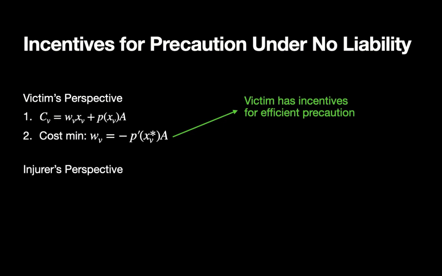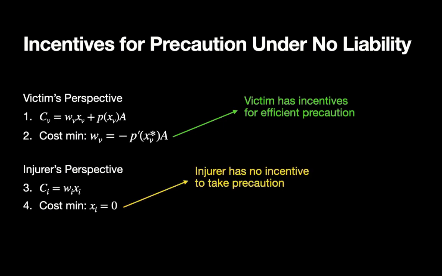Now let's look at the incentives the injurer or defendant has to take precaution. Under a no liability rule, only the victim bears the costs from harm when an accident occurs. The injurer escapes all liability. So equation 3 shows that the injurer will only bear costs if she takes precaution. For this reason, the injurer will minimize her costs by taking no precaution at all. Under a no liability rule, the injurer has no incentive to take precaution.